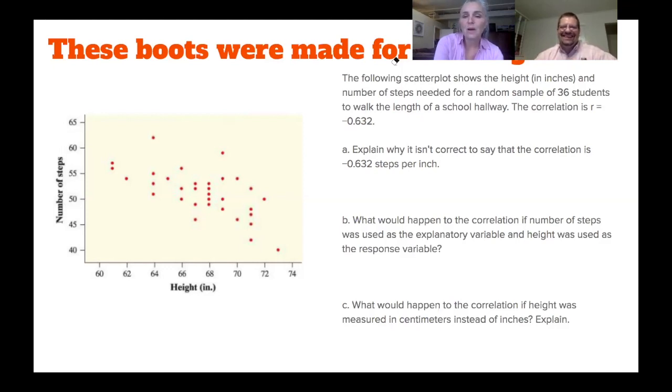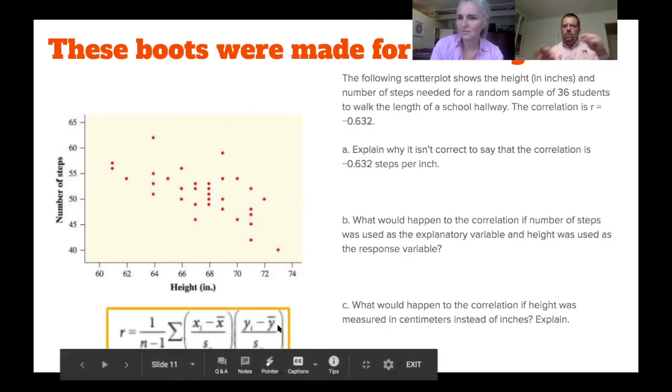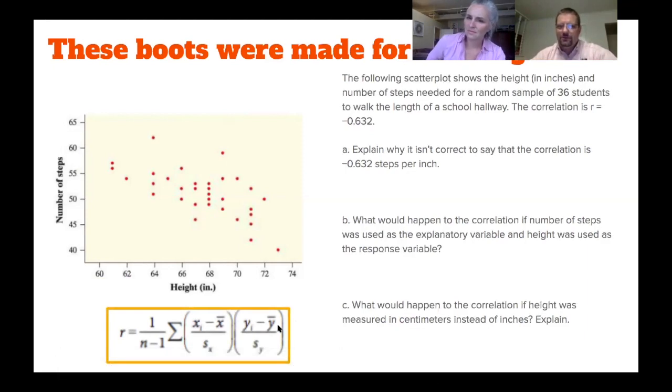0.632. So my question for you, Mr. Bobby, is why is it not correct to say that the correlation is negative 0.632 steps per inch? Steps per inch makes me feel like it has a rate or something, and that's not what R value measures. It just measures how strong or how weak the relationship is. It has nothing to do with the actual people walking down the hall. Right, it doesn't have any units on it. R is like a rating.